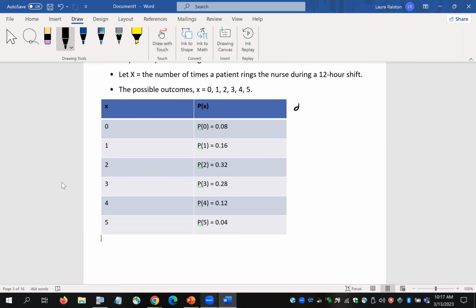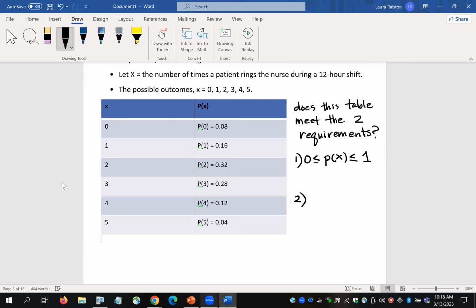Does this table meet the two requirements? The first requirement is that all of your probabilities are between 0 and 1. And then the second requirement is that the probabilities add or total to 1.